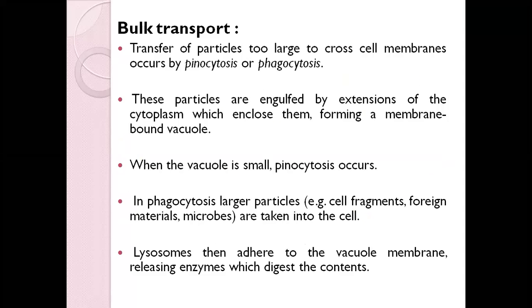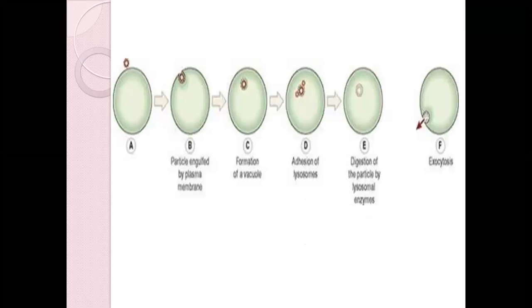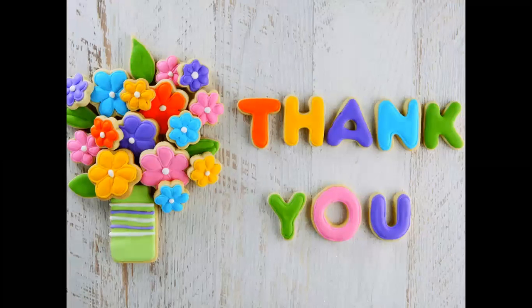This is mostly for very large particles, and it is indicated for foreign materials that need to be destroyed or cell fragments that need to be destroyed out. It is done this way: first it will be engulfed, then engulfed in a vacuole. Then, with the help of the lysosome, they will release the enzyme and kill it. And after it is killed, it will be removed from the cell by the process of exocytosis. So this is it about the cells.